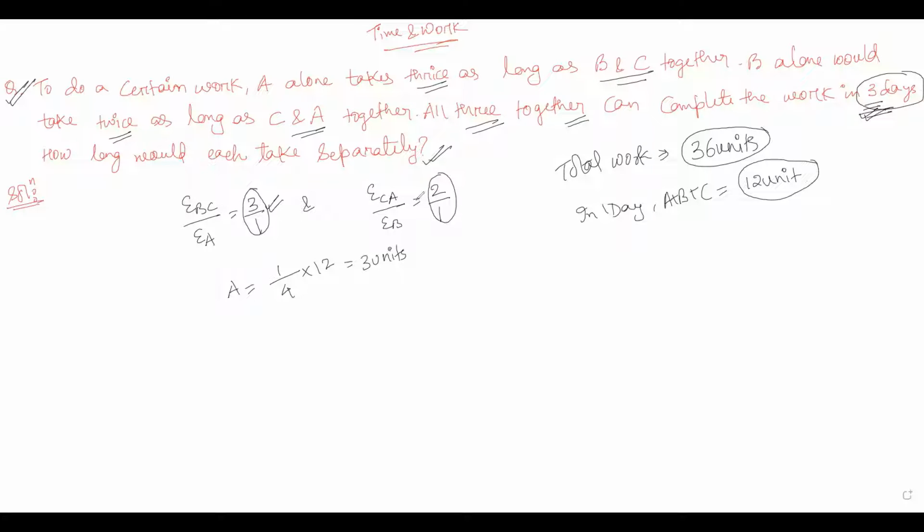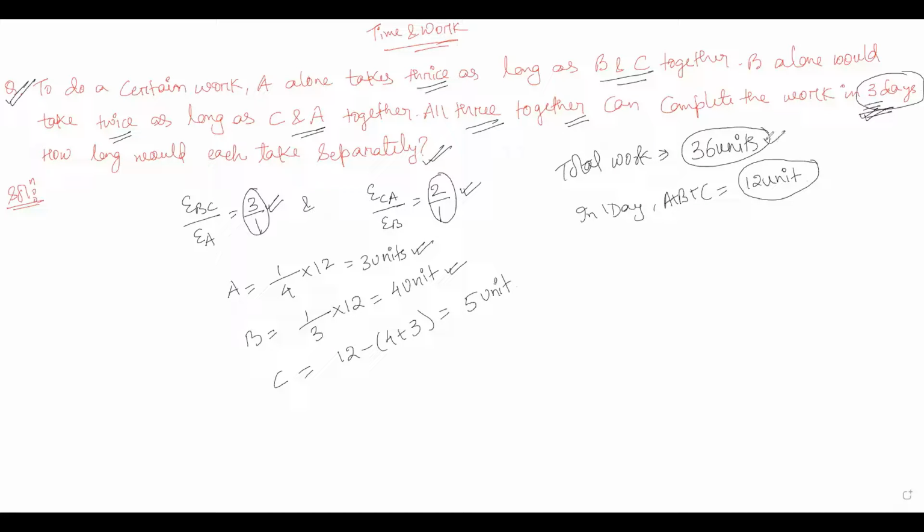In a similar way, the efficiency ratio of CA and B is given to be 2:1. So we can say that in one day, B would be able to complete 1 upon 1 plus 2, that is 1 by 3, times the total, that is 12, which would be 4 unit of work. So in one day, A would be able to do 3 unit of work, B would be able to do 4 unit of work. So C would be able to do simply 12 minus (4 plus 3), that is 12 minus 7, that is 5 unit of work.